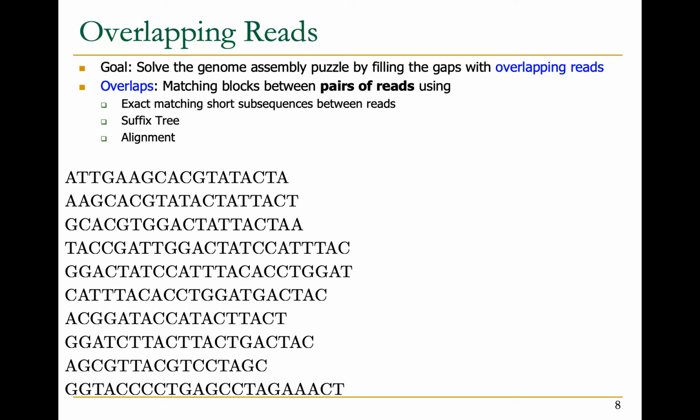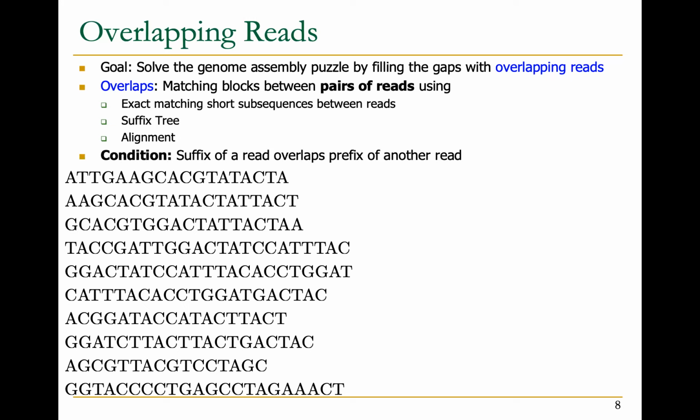And there are certain approaches that we can use to find these overlaps. For example, we could just look at the exact matching of very short subsequences between read pairs. We could use suffix trees, or we could use alignment, etc. There are many approaches to do that. And easiest usually is considered as finding the exact matches between short subsequences of reads, because you can use very efficient data structures to find these matching blocks very efficiently, very easily.